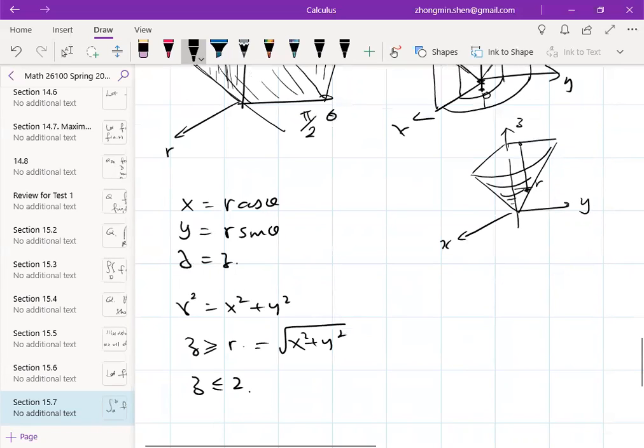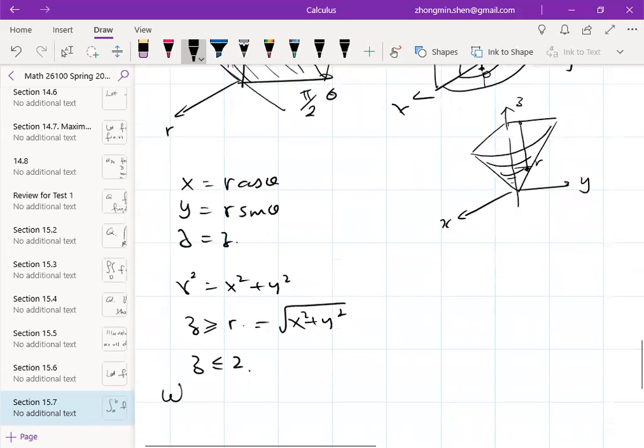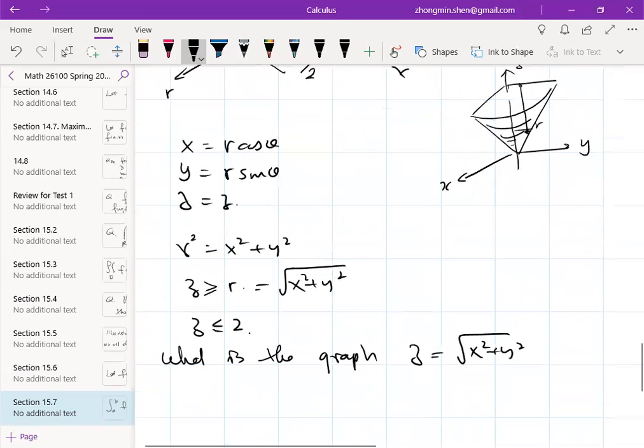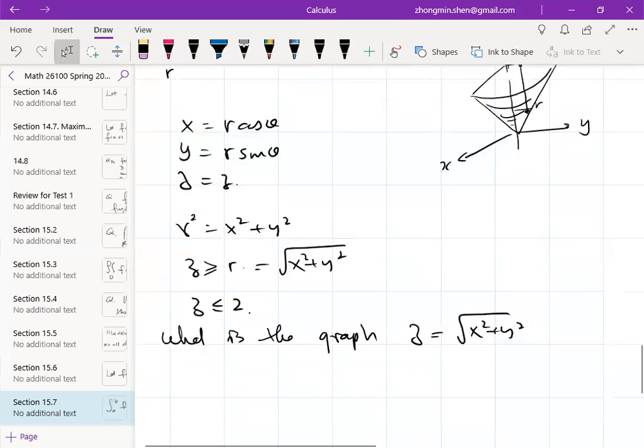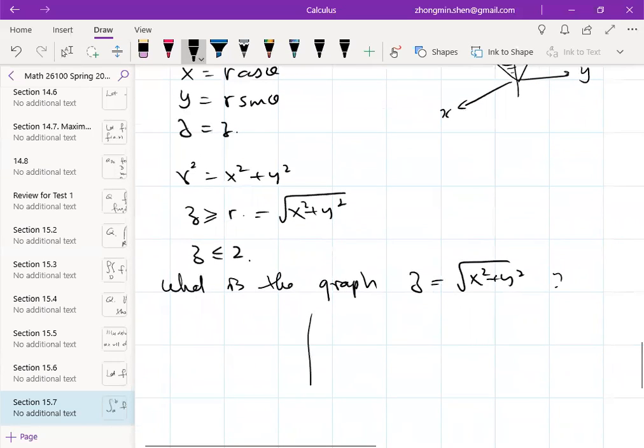Then all you have to do is try to understand the picture. What is the graph, right? How does the graph look like? z equals the square root of x squared plus y squared. It is a cone, right? The graph of this is a cone.